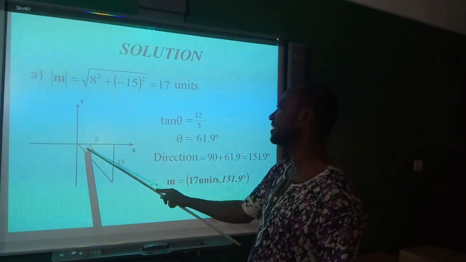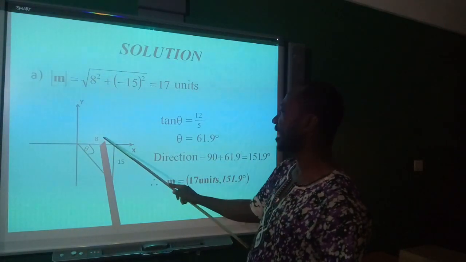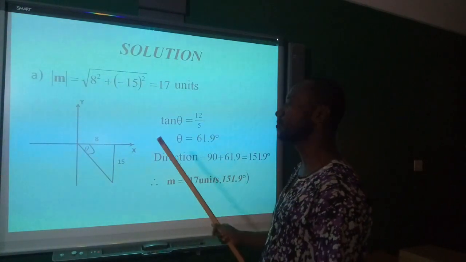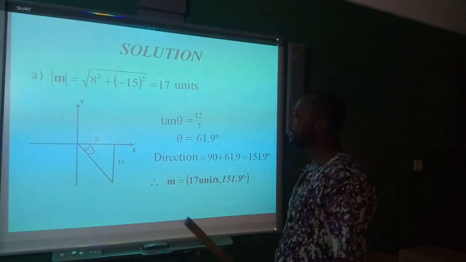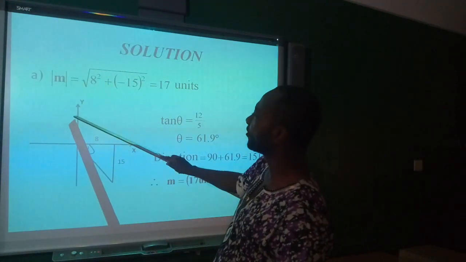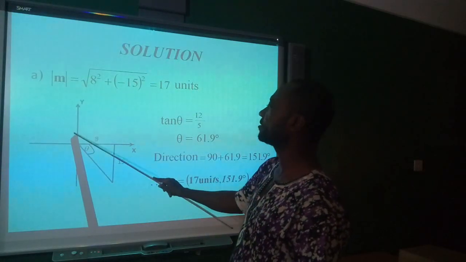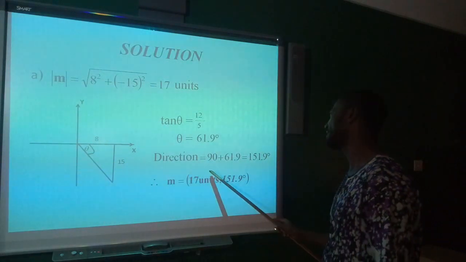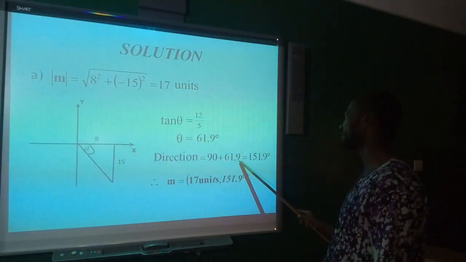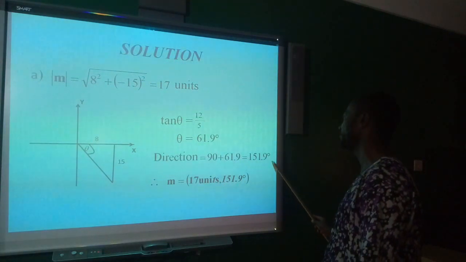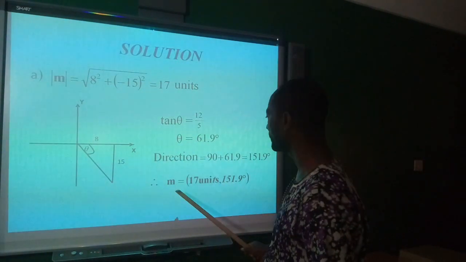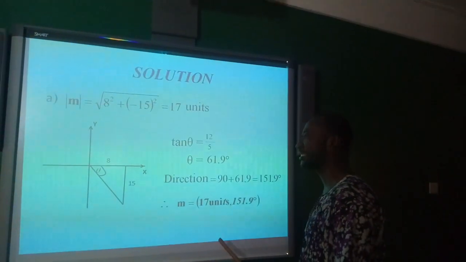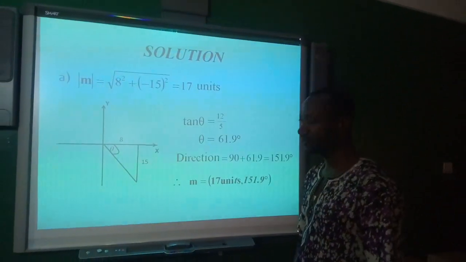Then you also find your theta. So opposite over adjacent is also tan. You solve this, you get theta to be 61.9 degrees. That is not our direction. Direction is measured from the north up to the vector. So this place is 90, then you add the theta to it. So our direction is 90 plus 61.9, and that will give you 151.9. So therefore our vector M is now 17 units, 151.9 degrees. That is how we change to magnitude bearing.